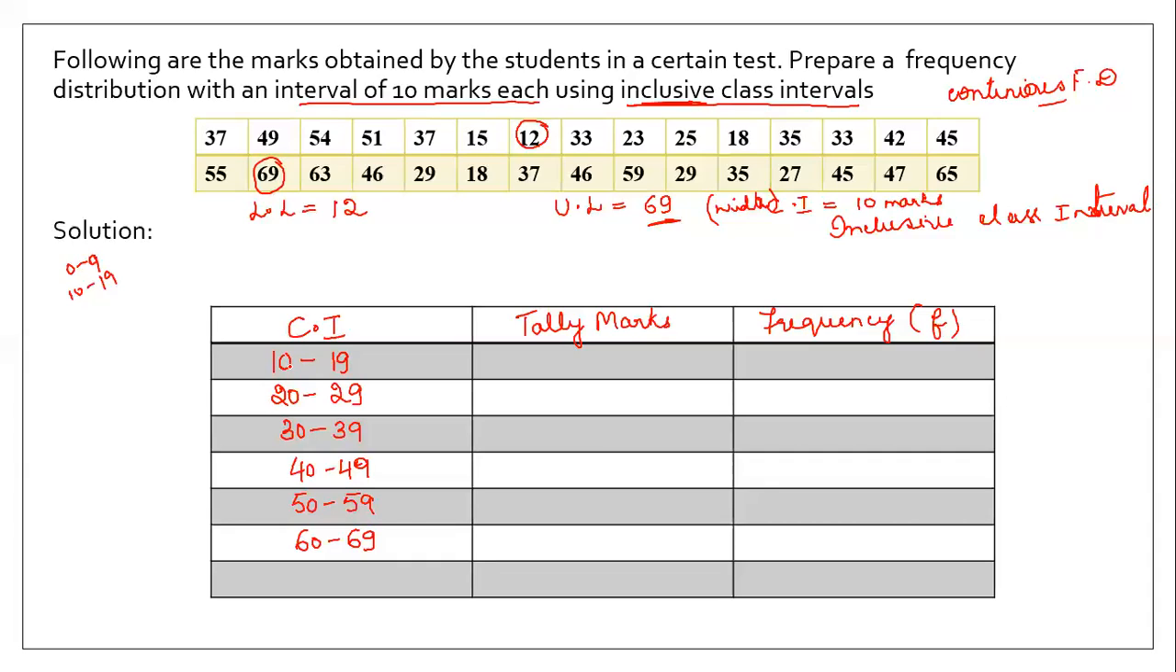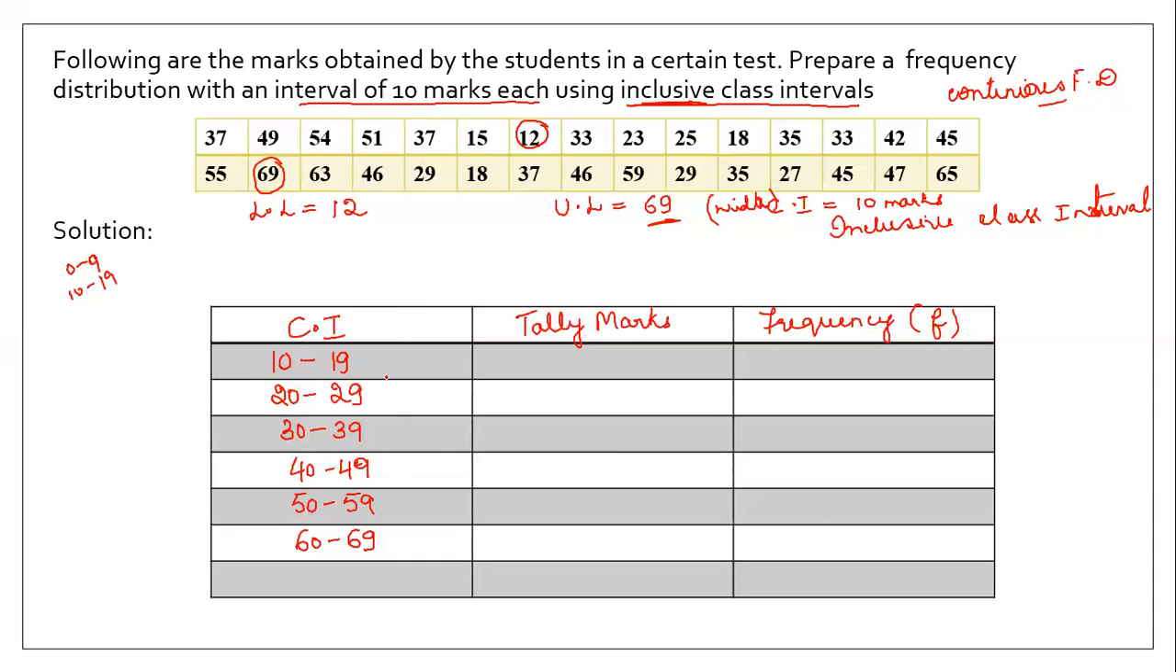So it starts from 10. Though the lower limit is 12, you start from 10. That means you have to consider 10 to 19. That should be 10 numbers. So the width is 10.